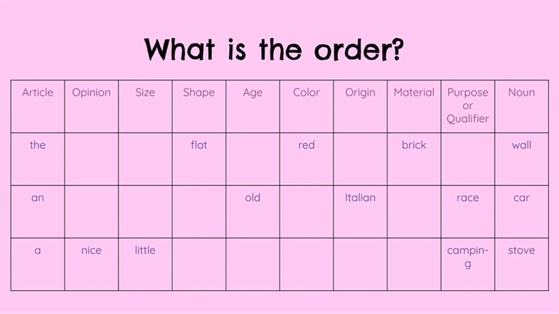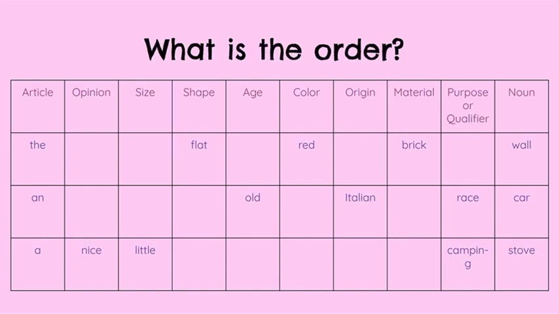The opinion is an opinion on something. For example, if you look at the bottom one, a nice little camping stove, someone might think it's a weird little camping stove. That's just an opinion, and it differs for different people.